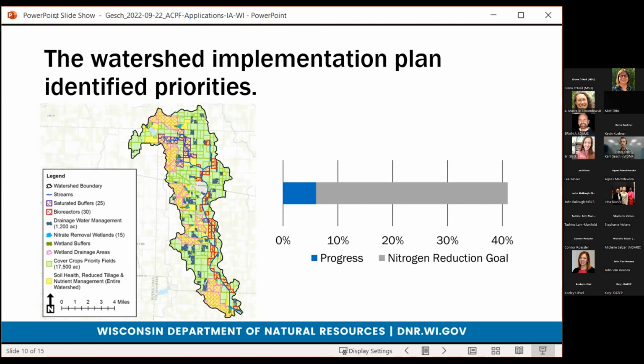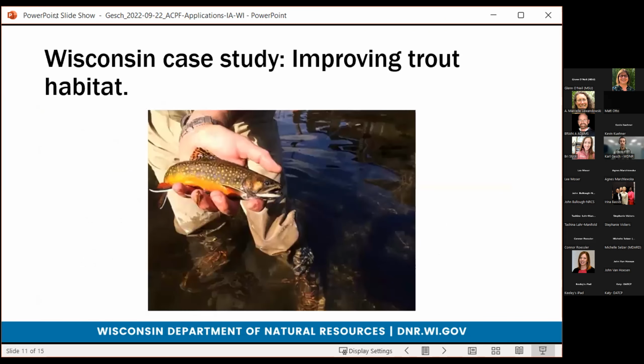All right, any more questions on Iowa before we cross the Mississippi virtually over to Wisconsin? Okay, hearing none. Let's pivot to Wisconsin, where I'd like to share a case study focused on improving trout habitat.